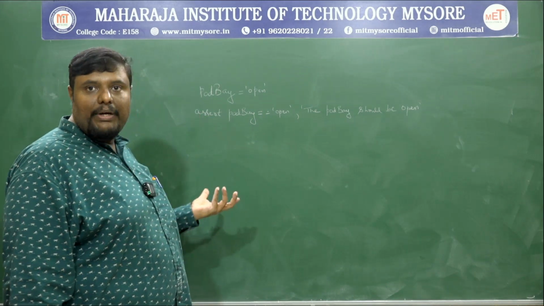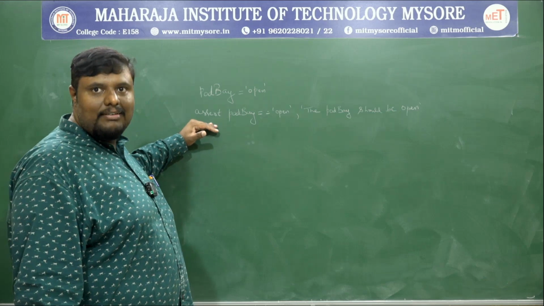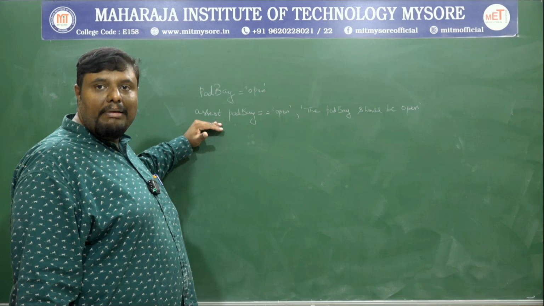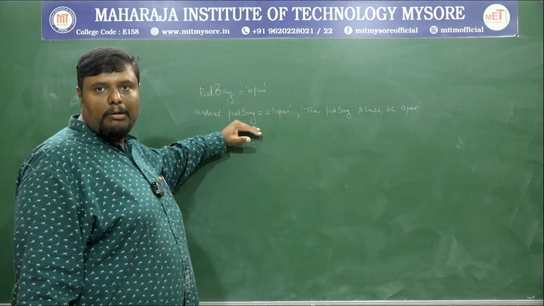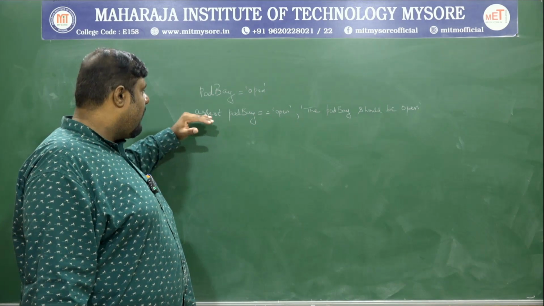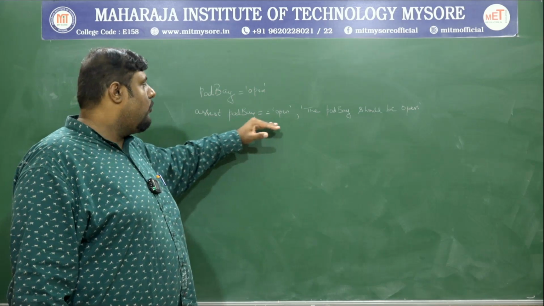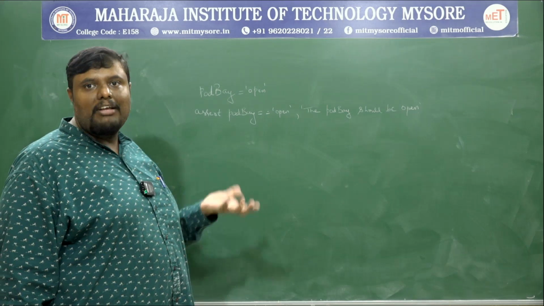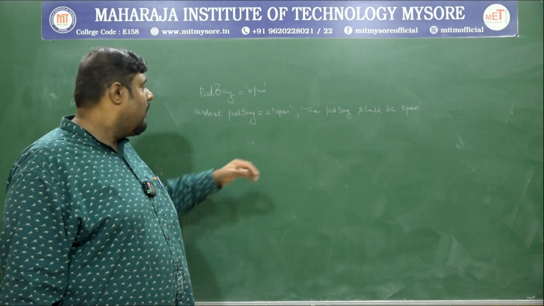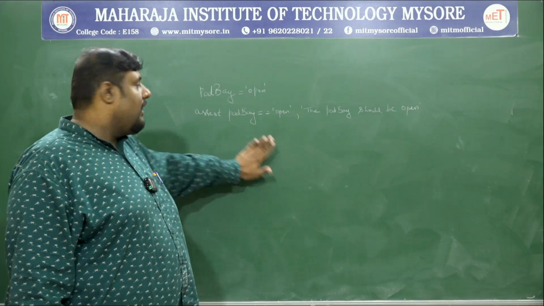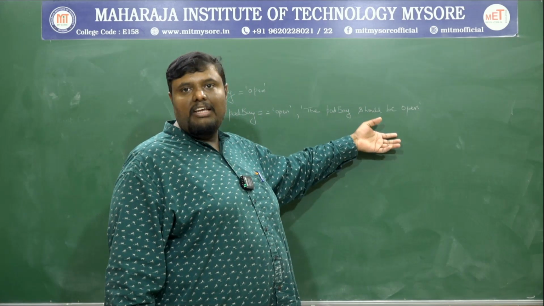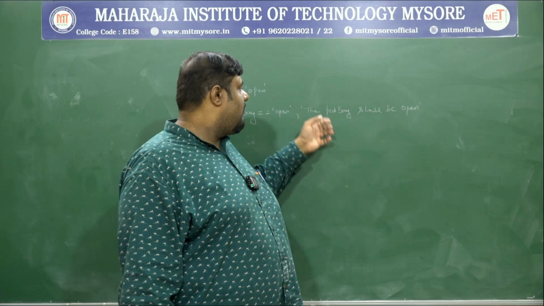How do I do it? There is a word called assert, A-S-S-E-R-T. Assert, what am I asserting? The variable pod bay. So I'm saying assert pod bay is equal to open. It should be open, right? Because I said the value should be open all the time. So I'm checking if the value is open. If the value of pod bay is not open, it will give you an error message saying the pod bay should be open.